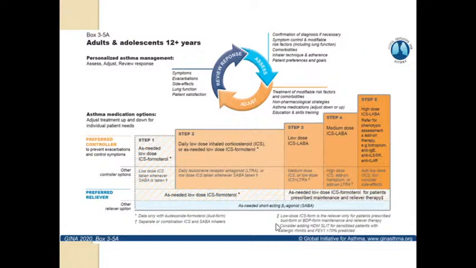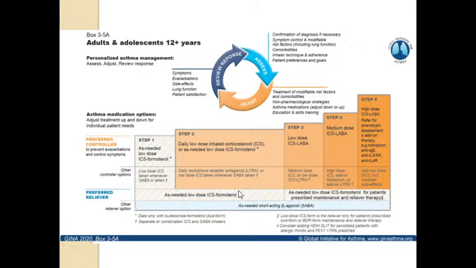Now you can see what changes there are in the GINA guidelines. You can see step 1: the preferable control medication is as-needed low-dose inhaled corticosteroids plus formoterol, and for reliever medication, also as-needed low-dose inhaled corticosteroids plus formoterol. But by the way, we have more evidence for budesonide plus formoterol, for example Symbicort, the trade name.